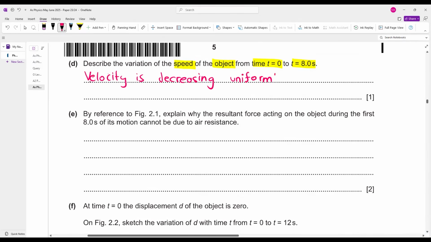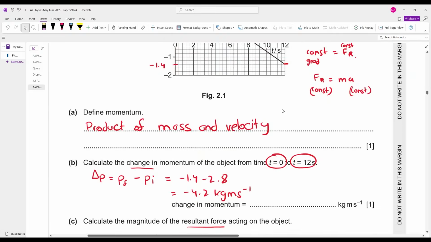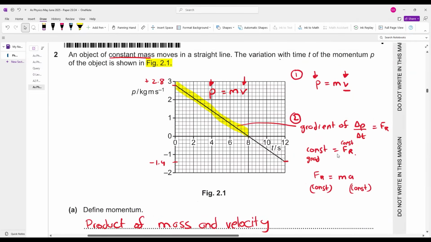Nothing complicated here. By reference to figure 2.1, explain why the resultant force acting on the object during the first 8 seconds of its motion cannot be due to air resistance. Can you realize that during the first 8 seconds the resultant force is constant? This cannot be air resistance.